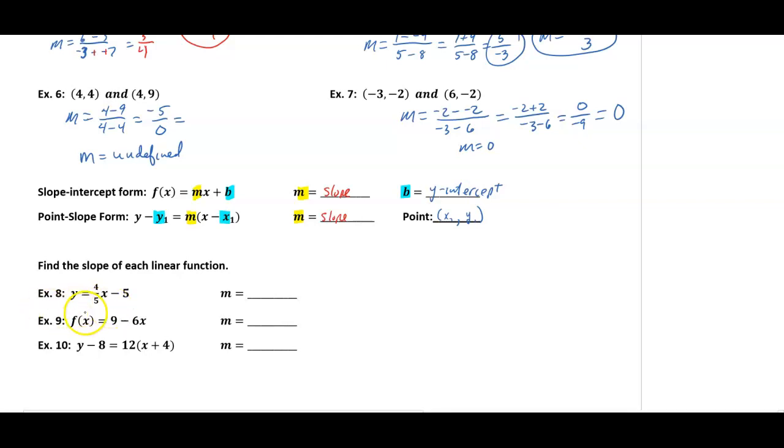When I look at example 8, y equals mx plus b. Right away, what is the slope of this line? 4/5. Now this one's written a little backwards, right? This is no different than negative 6x plus 9. So what is the value of m here? M is negative 6. Then y minus y1 equals m times x minus x1. What is the value of m? My slope is 12. Go ahead, do the student practice, and let us know if you have questions.